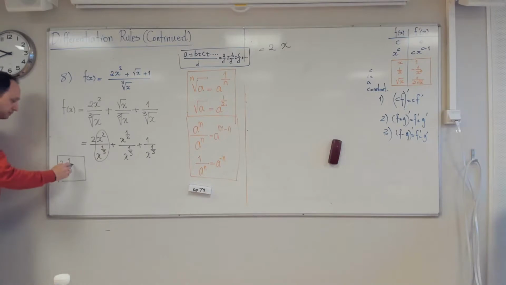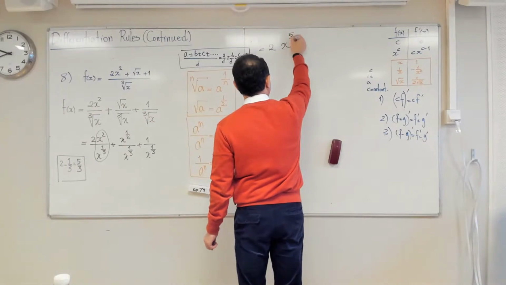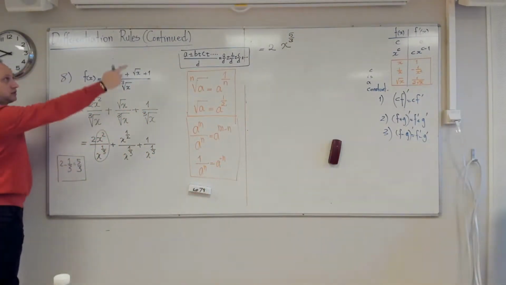I hope that you don't have a problem here. The answer is what? 5 over 3. Yes? If you have problems, you can ask me. But here, if you don't have any problem, I can just simply write 5 over 3. So the answer, instead of this, I can write that.